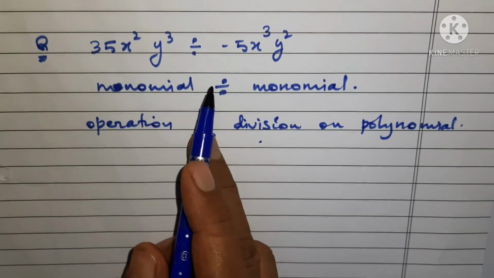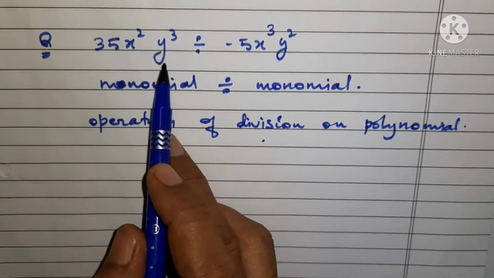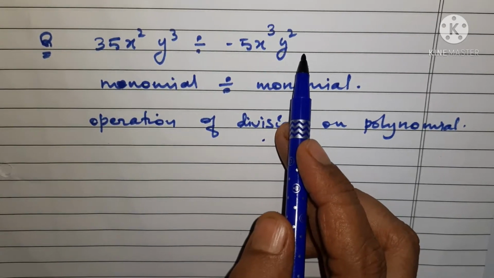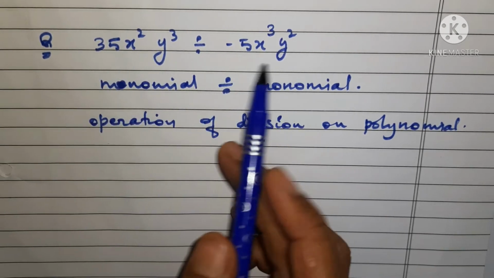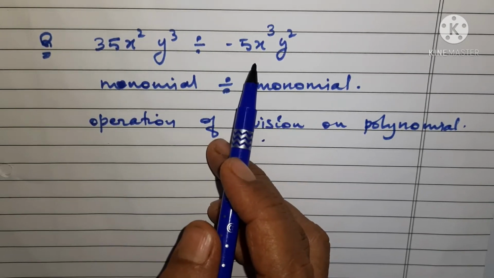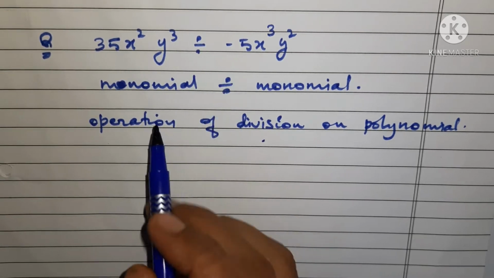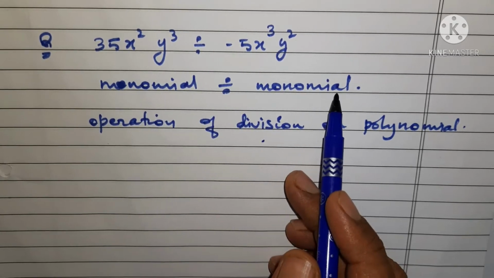In this question, you can see that we are given two terms. One of the terms is a monomial. The second term is also a monomial, right? Only two terms are there and both the terms are single. It means they both are monomials. The operation between them is division. It means we are given a question where a monomial is to be divided by a monomial.